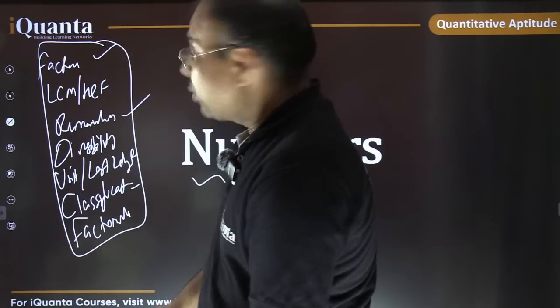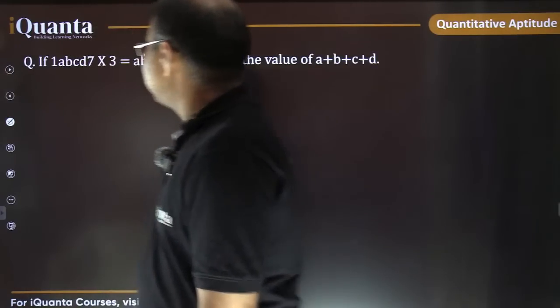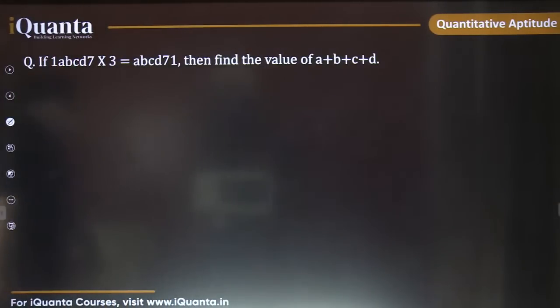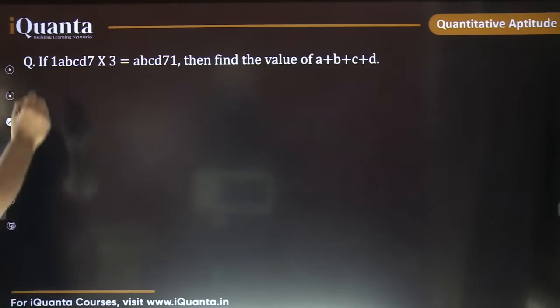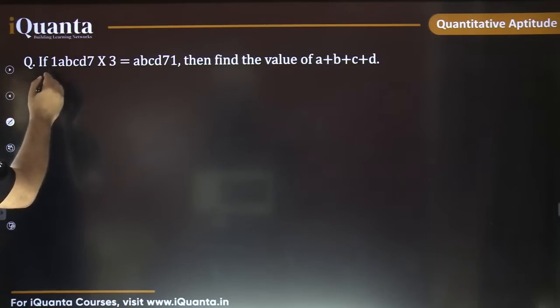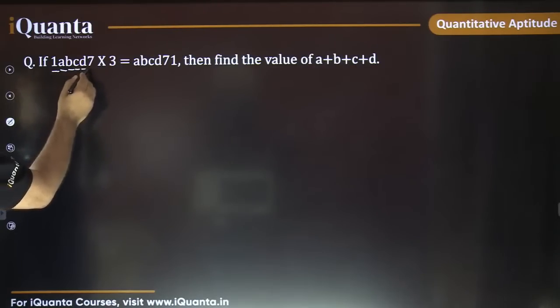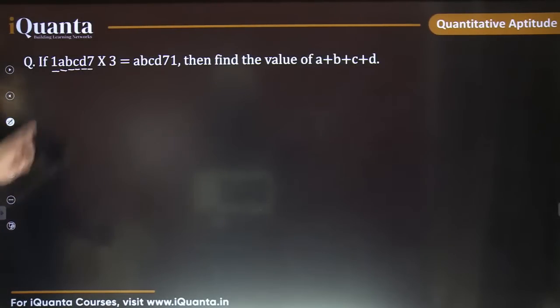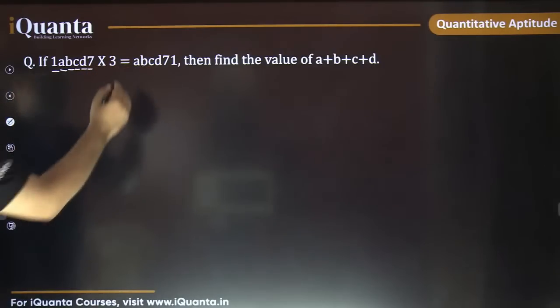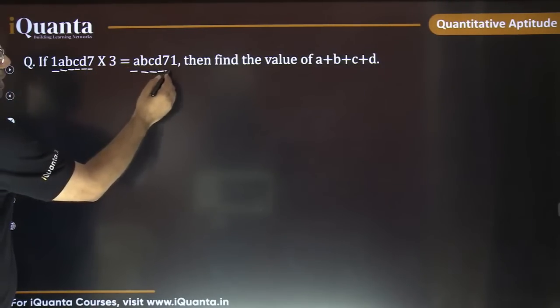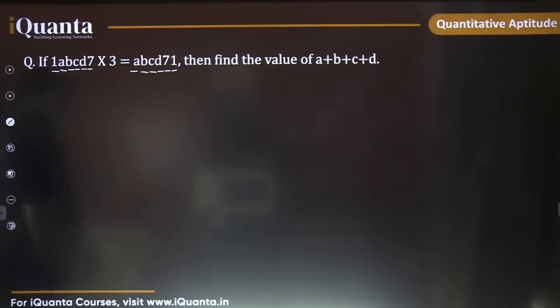Okay, yes. So here is the first problem for all of you. Please have a look at it and answer. Let me just mention it. It is 1, A, B, C, D, 7. So this is a 6-digit number. It is multiplied by 3 and the result is another 6-digit number formed by the same digits: A, B, C, D, 7, 1. Now the question is to find the value of A plus B plus C plus D.